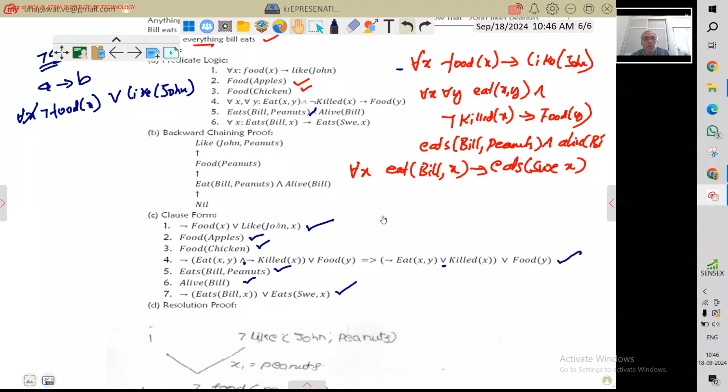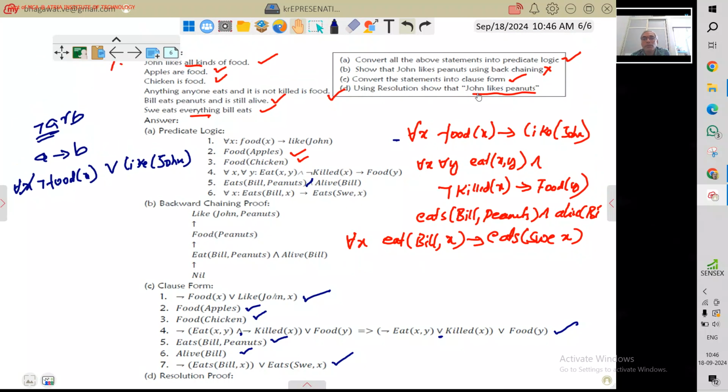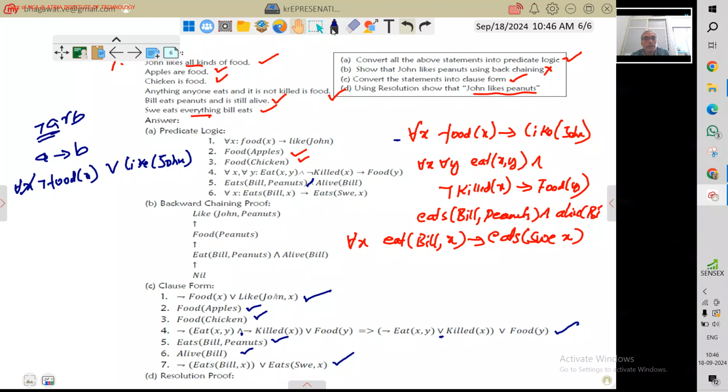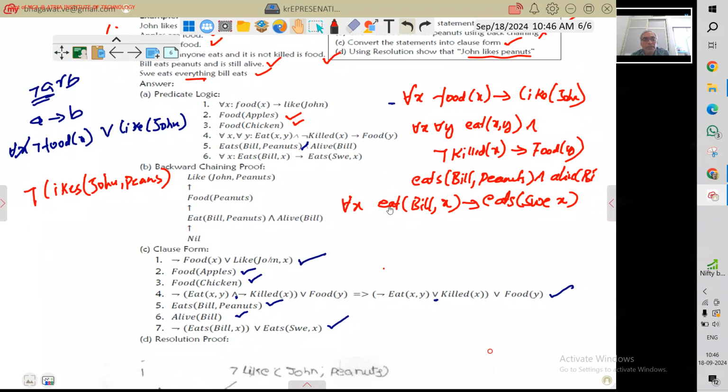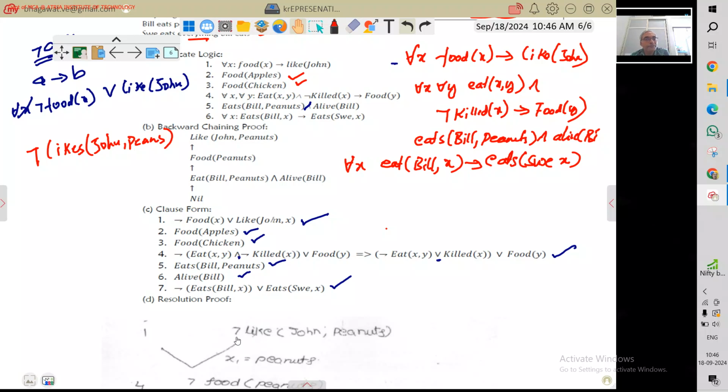So now we need to prove. What are we supposed to prove? We should prove John likes peanuts, that is likes John comma peanuts. To prove this, we will negate it and add it into our knowledge base. So we are going to start with negation of likes John comma peanuts.